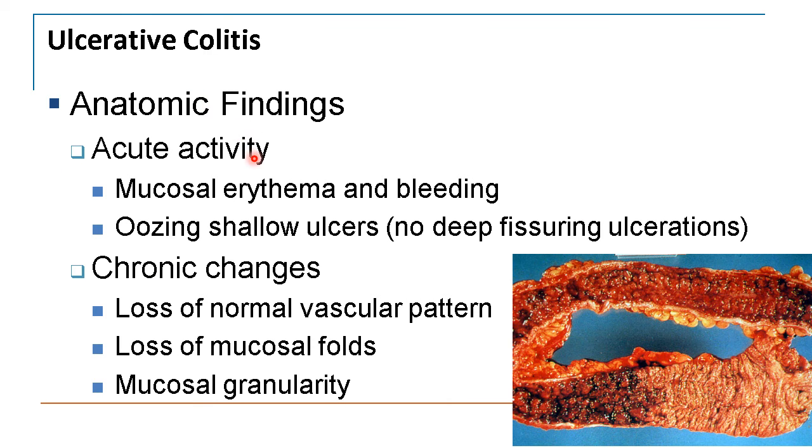Anatomically, we can also see acute or chronic changes. In the acute changes, the mucosal erythema and bleeding can be obvious, or oozing shallow ulcers, not deep fissuring ulcerations like Crohn's, okay? The ulcers in ulcerative colitis are shallow ulcers. The chronic changes are loss of normal vascular pattern, loss of mucosal folds, and mucosal granularity.